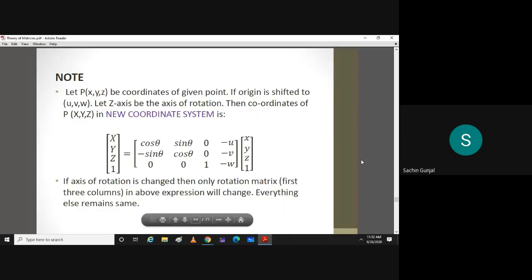Now, if we have a rotation of a vector x, y, z, and at the same time the origin is shifted from 0, 0, 0 to U, V, W, then how do we get the resulting vector capital X, Y, Z? So this is the transformation for that. Obviously, you will say, sir, why is this additional one there? Can anybody answer this question? Why is this additional one there?